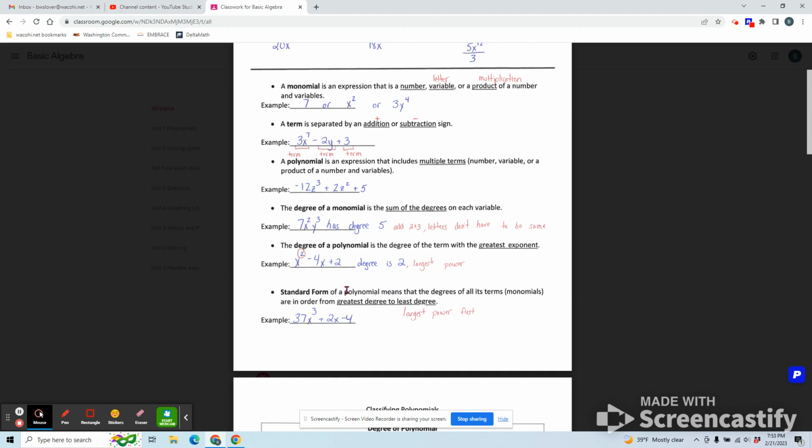And then standard form is a very common direction that you're going to see throughout this unit. Standard form of a polynomial means that the degrees of all of its terms, the monomials, are in order from greatest degree to least, aka largest power goes first, and then the smallest one goes next, and so on and so forth. So 37x cubed plus 2x minus 4. So here's my degree of 3. So the degree of my polynomial is 3, and it has 1, 2, 3 terms.